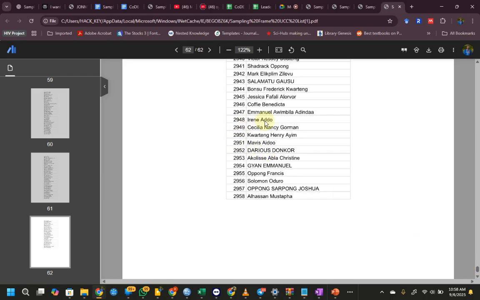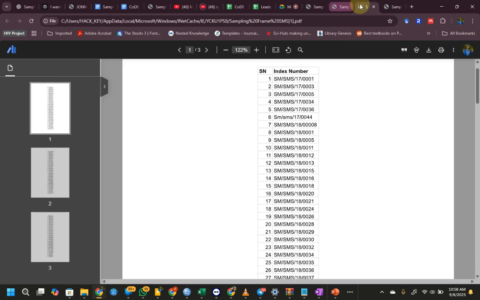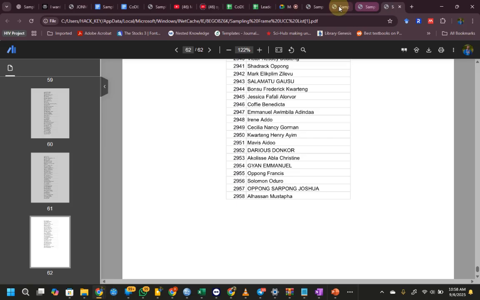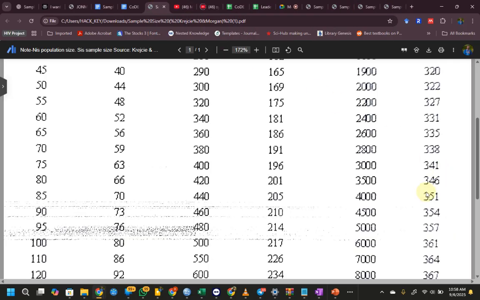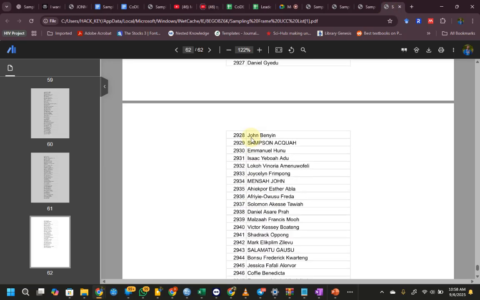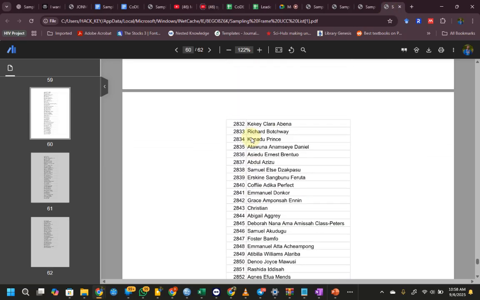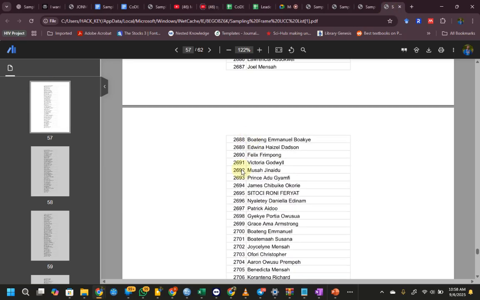2,958, and then you tell the random number generator to pick any number at random between this range. If we were using Krejcie and Morgan, what was the number we picked? Was it 329? We took 341, right? So you tell it to pick 341 participants from this list at random.